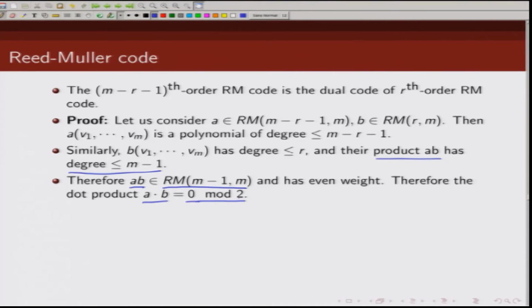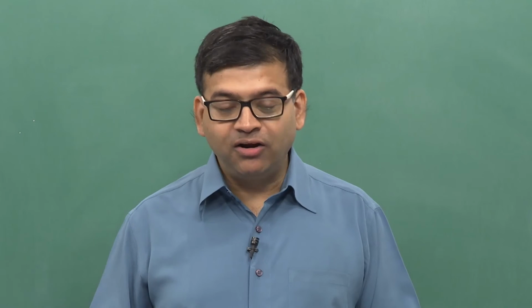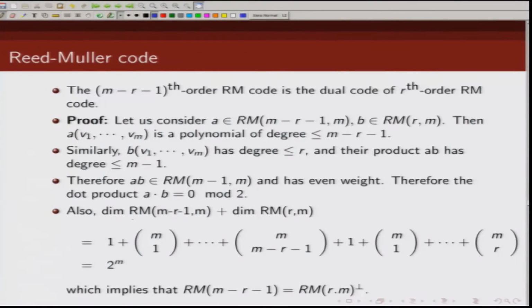So, in other words, then what we have shown is, if you take a code word A which belongs to m minus r minus 1th order Reed-Muller code, and if you take another code word which belongs to rth order Reed-Muller code, then they are orthogonal to each other. Next, we check the dimension of m minus r minus 1th order Reed-Muller code and rth order Reed-Muller code, and we see that sum of their dimension is 2 raised to power m, which is the length of the code word. So, this does prove then that m minus r minus 1th order Reed-Muller code, let us just write an m here, is dual to rth order Reed-Muller code.